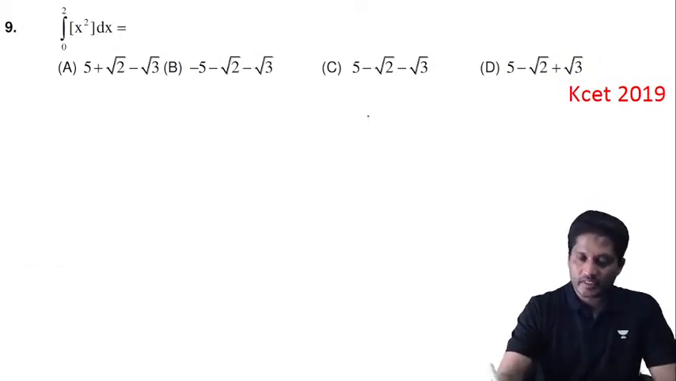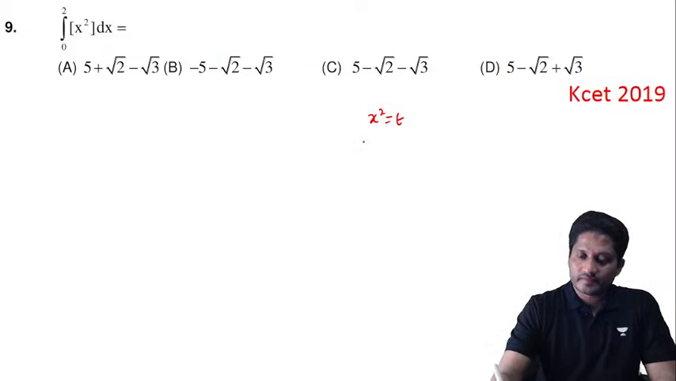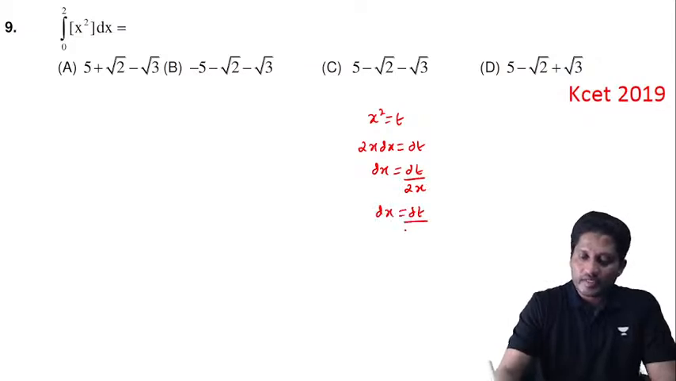Okay, I'm going to put x square is equal to t. This paper is little lengthy only, right? Some questions are lengthy, guys. Put x square equal to t. 2x dx is equal to dt. Okay, and then dx is equal to dt by 2x. Even this is previous JEE Main question which was asked in KCET 2019 paper. dt divided by 2 into x value is root t.